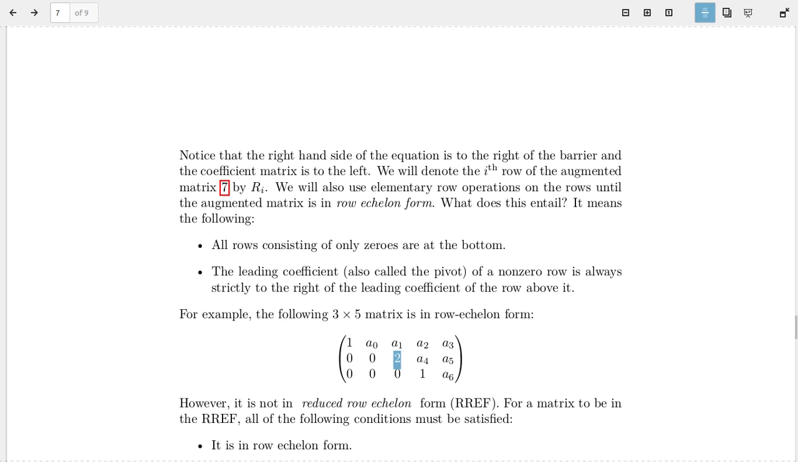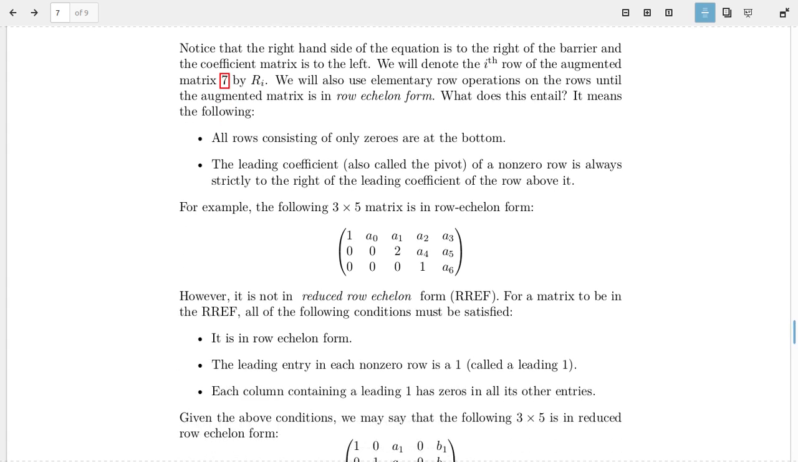And now notice also that the leading coefficient in the second row is to the right of the leading coefficient in the first row, and the leading coefficient in the third row is to the right of the leading coefficient in the second row, and so on and so forth. Now these leading coefficients are also known as pivots, right? Okay, so this is a matrix in row echelon form.